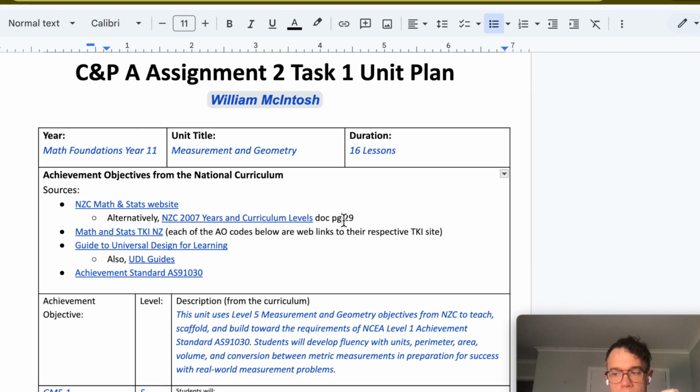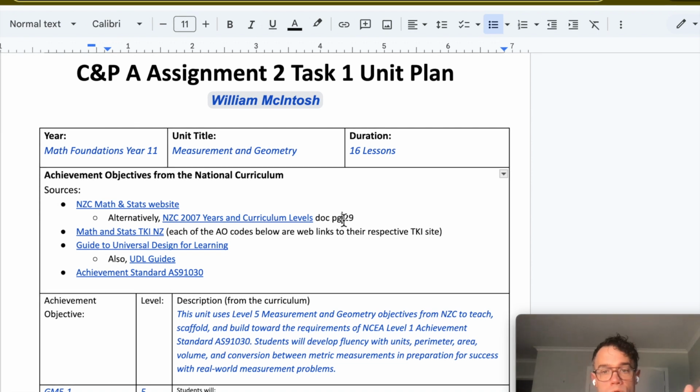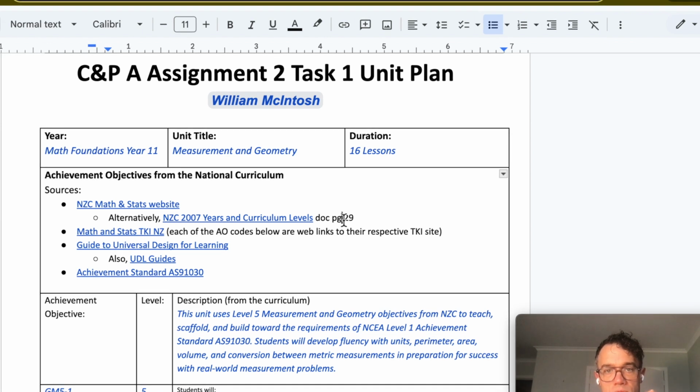There are real world examples, contexts of this where you've got perimeter, like fencing, you've got surface area, like wrapping paper, you've got volume for storage, for going over and buying materials at Mitre 10. There's all sorts of real life contexts to measurement and geometry.